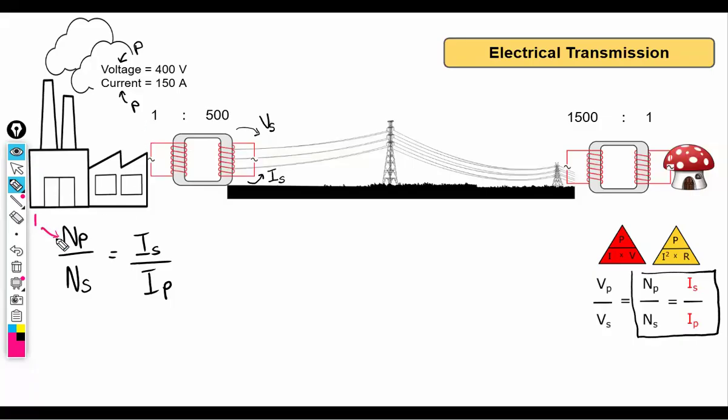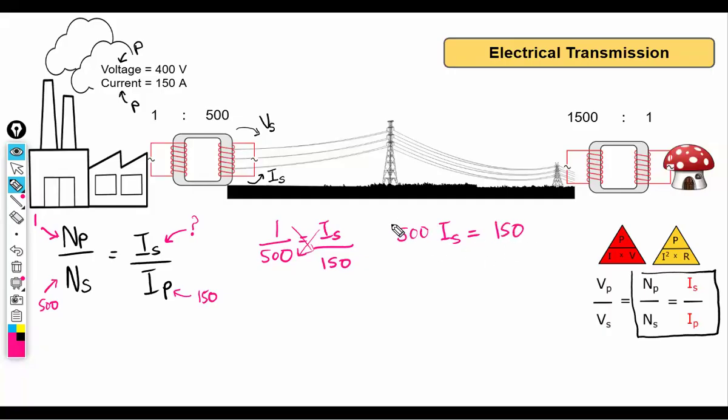NP is 1, NS is 500. IS, we do not know. IP, we do know. It's 150. So let's cross multiply. 1 over 500 is equal to IS over 150. IS times 500 is 1 times 150. Move it across the multiply, get a divide, and lots of people got this. 0.3 amps, right? So the secondary current is 0.3 amps.